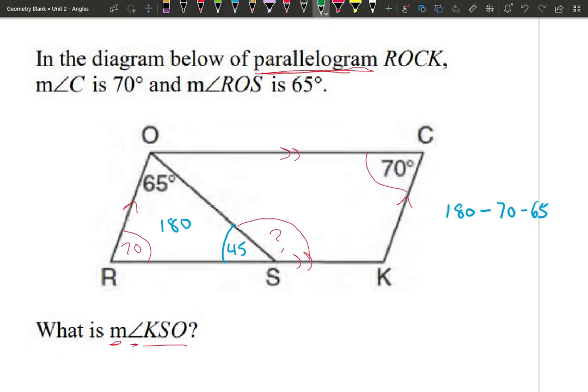And now we're basically almost done because these two angles, they form a straight angle, right? Which means that they add up to 180 degrees themselves. So what's 180 minus the 45? Well, that's 135. And there we go. So the measure of angle KSO is 135 degrees.